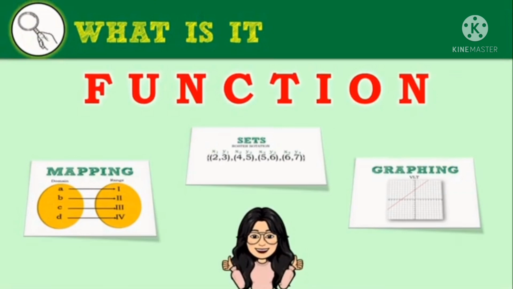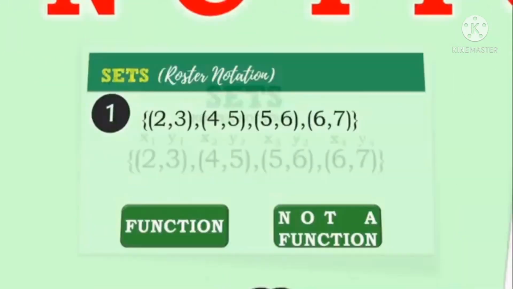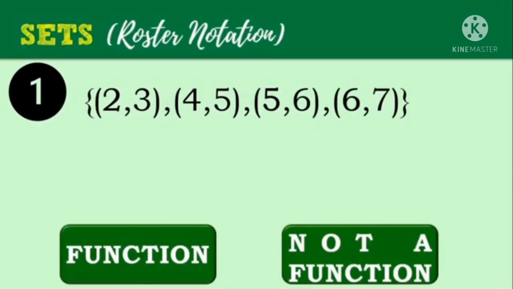We're done with the mapping. Again, these are illustrations to help us understand or identify if the given is a function. So this time, let's move on to sets. In this example, we will have roster notation. So we have a set of 4 ordered pairs: (2, 3), (4, 5), (5, 6), and (6, 7). Now, can you identify if this given set is a function or not a function?